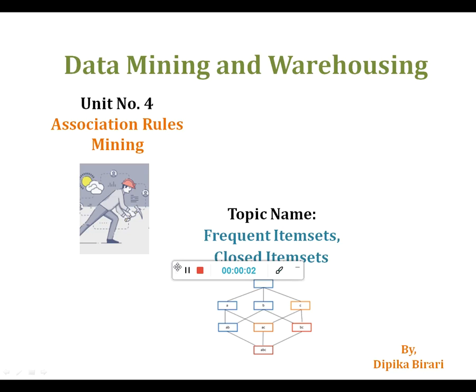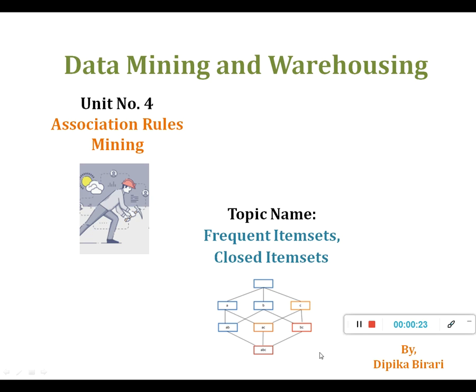Hello everyone. Today we are going to see the next topic of unit number 4. The name of the unit is Association Rule Mining, and the topic we are going to cover is frequent item set and closed item set. Previously we have seen the topic market analysis from the same unit, Association Rules Mining.